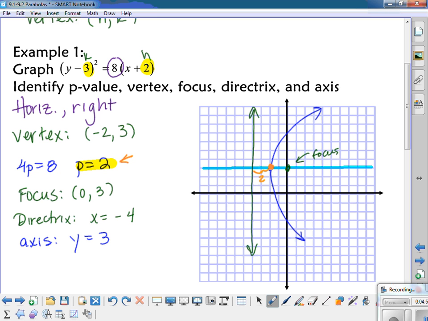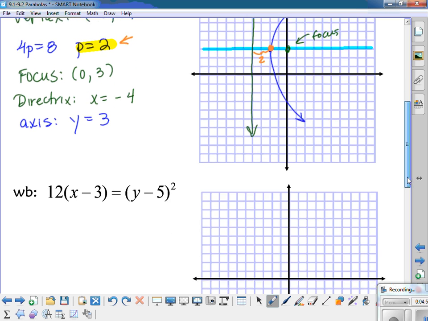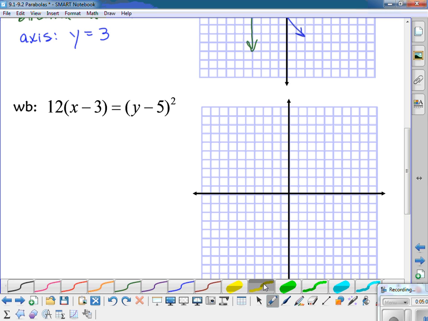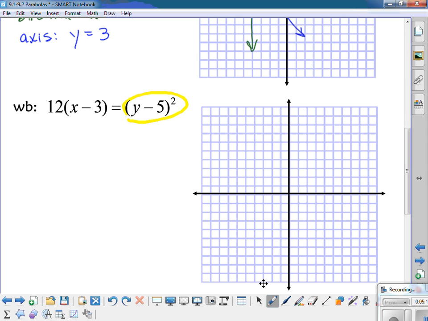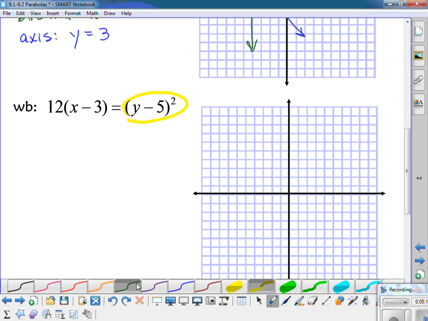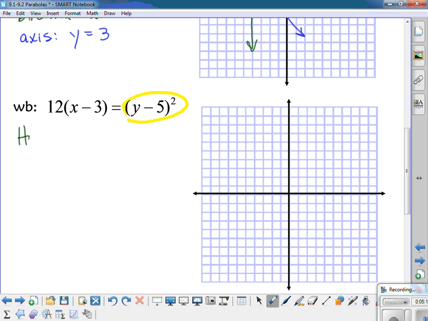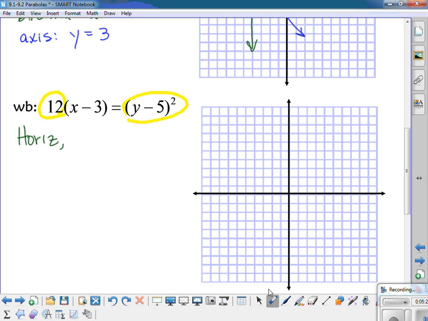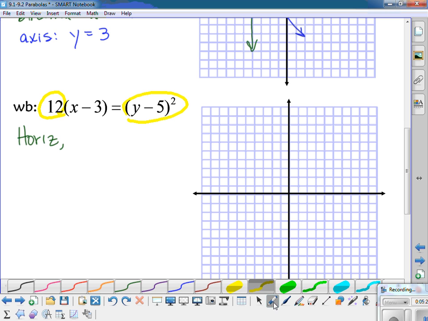All right, so on your whiteboards, I'm going to have you guys do this one. So think about where it's going. Which thing is being squared? Y. So notice it's on the other side. They kind of messed with you a little bit on this one. So if it's y squared, it is horizontal. And your 4p is positive, so it's also going to the right.